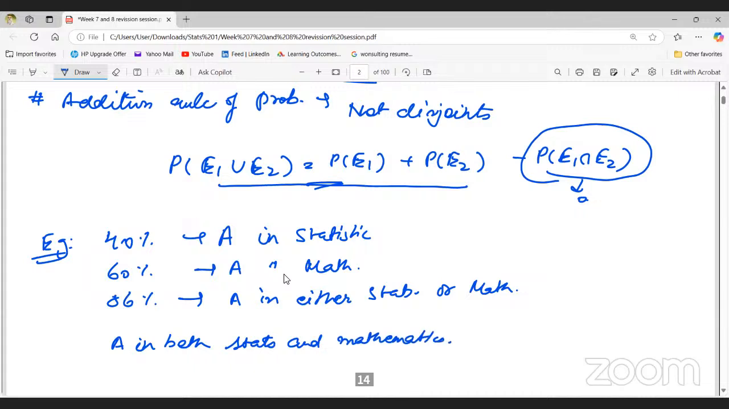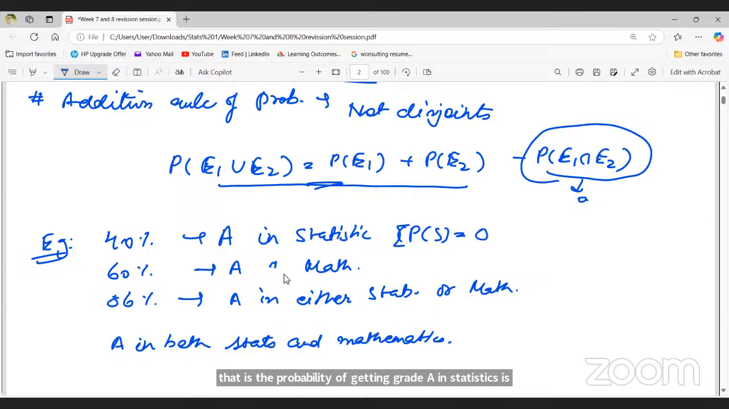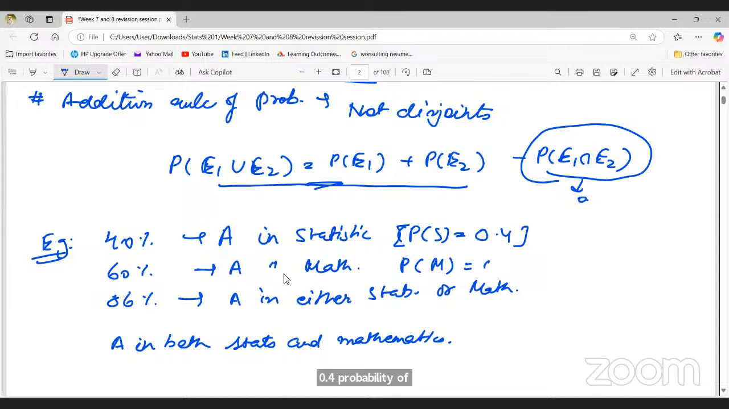So let's do it step by step. The probability of getting grade A in statistics is 0.4. The probability of getting A grade in maths would be 0.6. Can you tell me what this is representing? Probability of S union M. Whenever there is a sentence like either stats or maths, that means union.